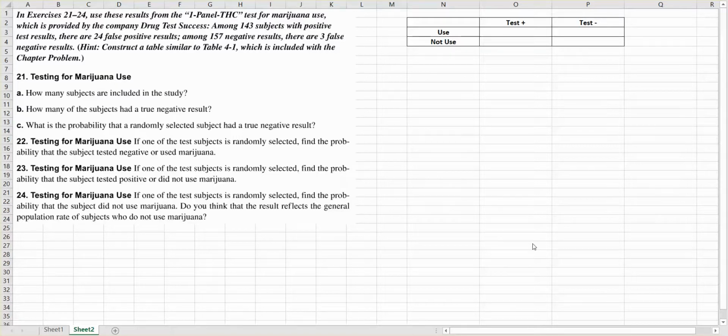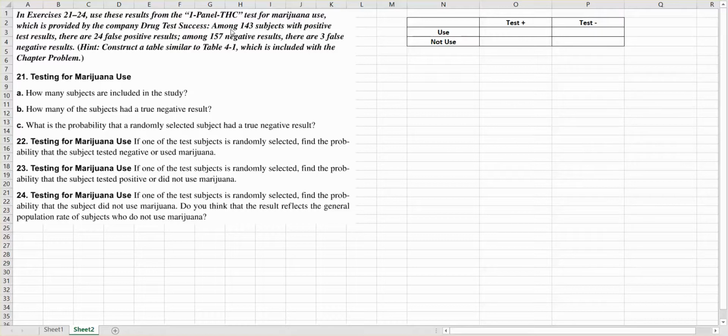This video is for Chapter 4, Section 2. We're looking at questions 21 through 24, and for this one we have to first build the table based on the description they gave us, and then we can start answering questions. So to build the table, we have people that either use or do not use. They either test positive or test negative.